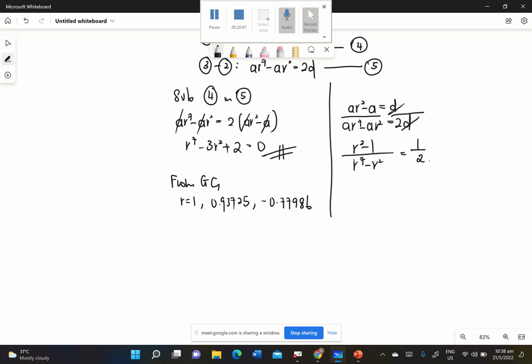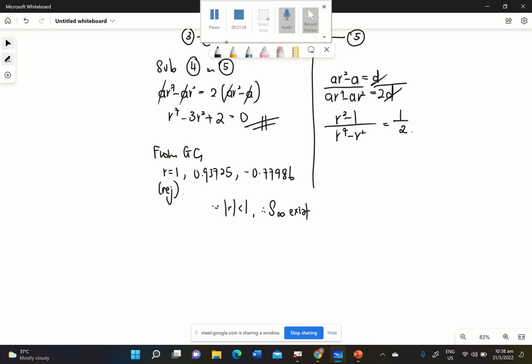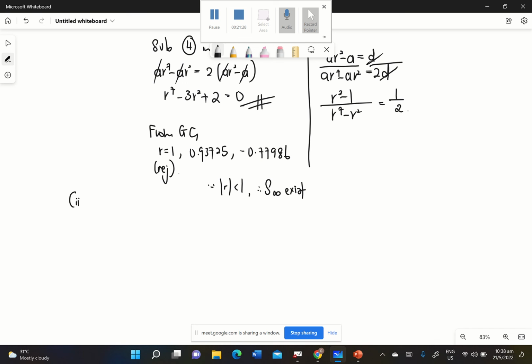So for AP, reject d equals 0. For GP, reject r equals 1. So these are my two answers here. This part is easy. Hence, explain why the sum to infinity of the GP exists. Since the modulus of r is less than 1, therefore S infinity exists. Easy, it's 2 marks.